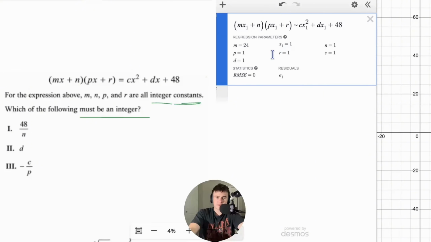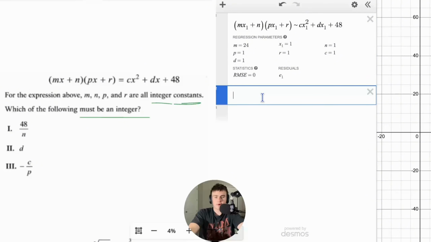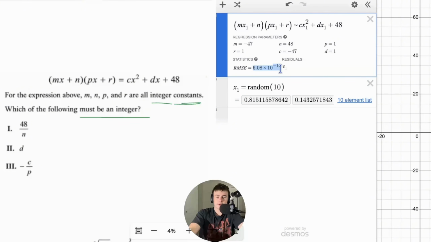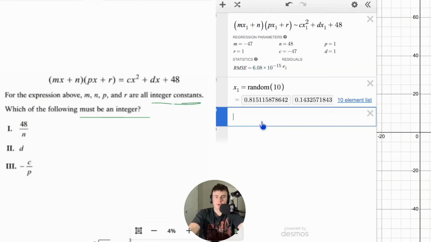And you have like 6 ones, right? Yeah, 6 ones. That's really, really bad. So we're going to do the same thing as always. x1 equals random 10. And now they're all integers. So you know that's very good. And also the RMSE value is basically 0. So now we know we have the accurate numbers, so we can just test to see which ones are integers.